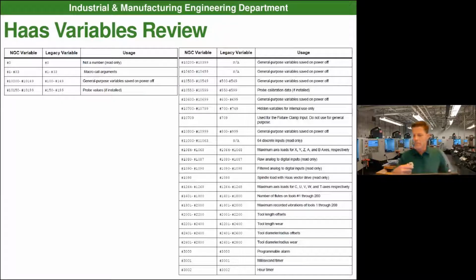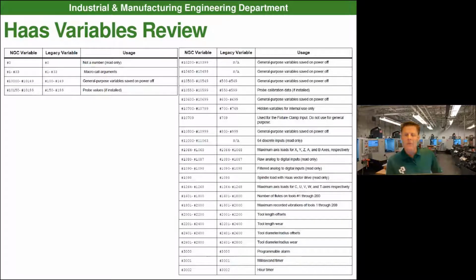0 is not a number. If you remember, 1 through 33 are our numbers. 1 through 33 are our macro call variables. Those are the local variables that only work with the G65 code. They get populated when the G65 code sends those variables to the registers. Once the G65 is done, they're done. They don't get used again. It's just kind of like a one call only variable register.